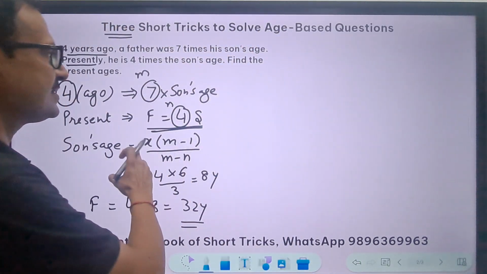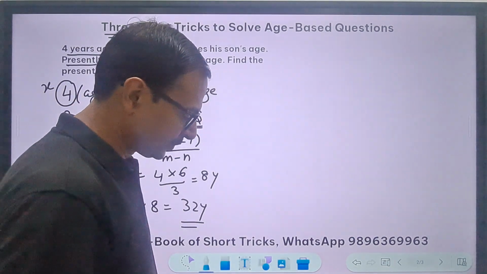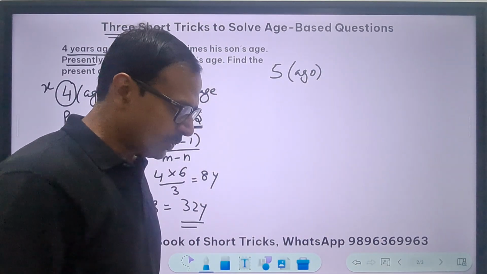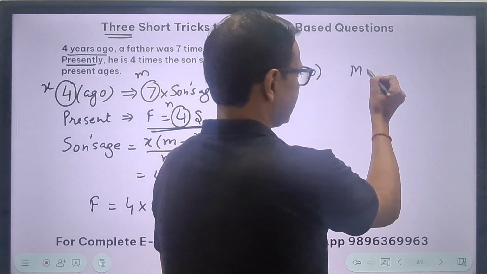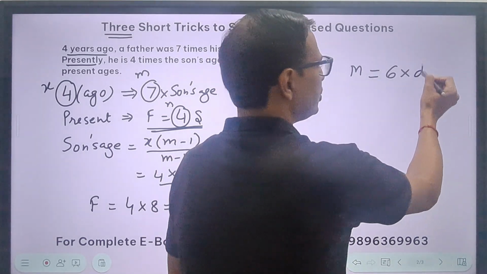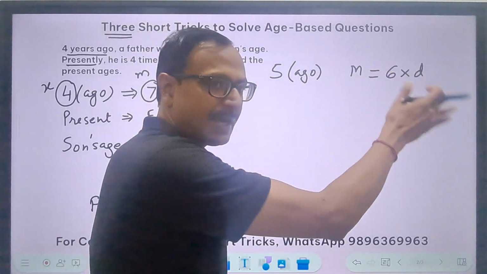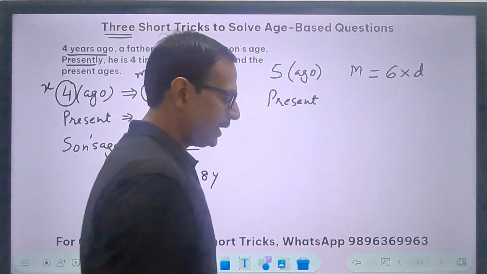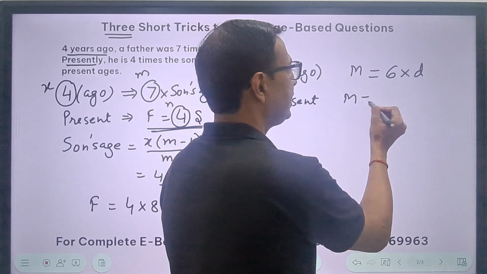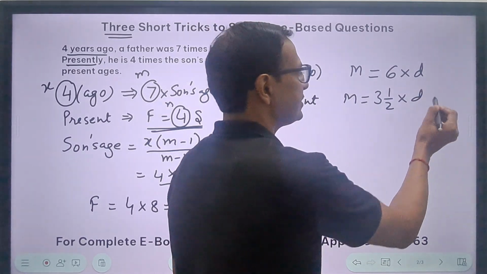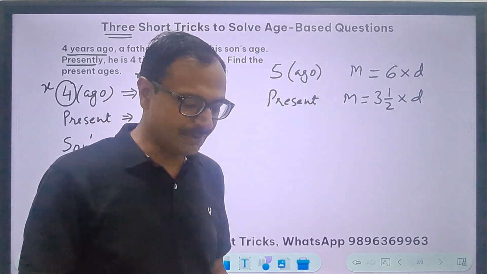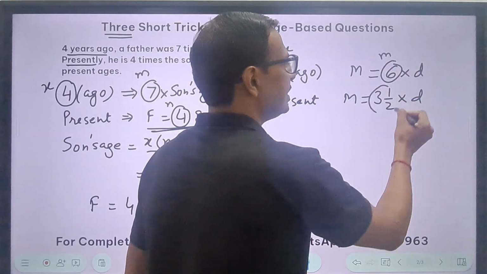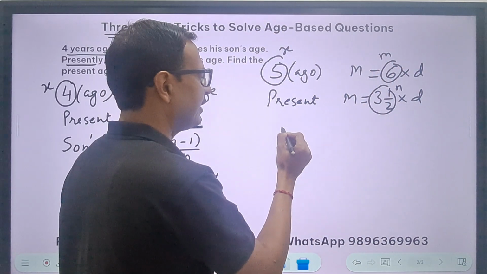Let's see another question like this, then we will go on to the third trick. So now the condition is 5 years ago. What happens 5 years ago is mother is 6 times the daughter's age. So this is the 5 years ago condition. And what is the condition presently? So at present mother is 3.5 times the daughter's age. Now these are the two conditions given. Now you know what to do. This is x, this is m, and this is n. So just put the values, you will get daughter's age.